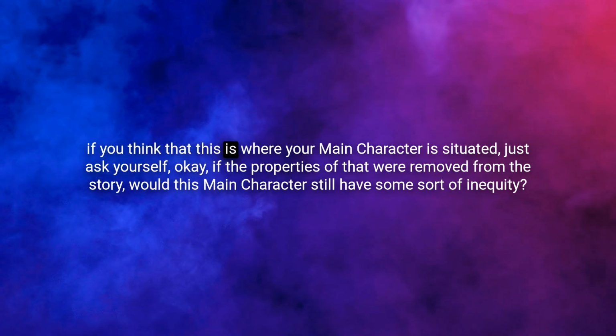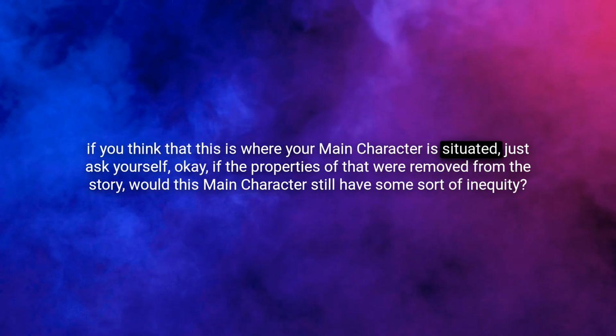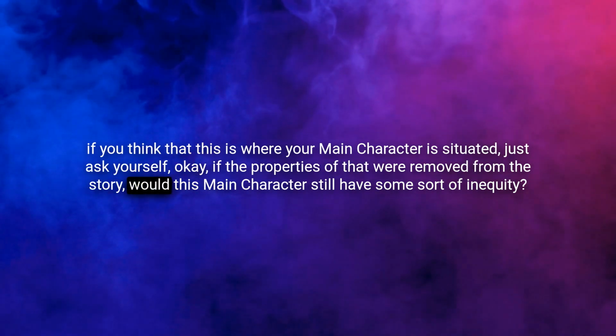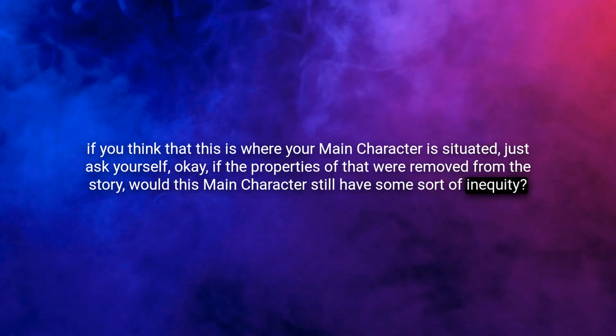Just like I did in that video again, Objective Story Throughline, trying to find the conflict in there. Make sure you check it out. There is a question that you can ask yourself to make sure that you're identifying the right source of conflict for the different through lines. And the question is, if you think that this is where your main character is situated, just ask yourself, okay, if the properties of that were removed from the story, would this main character still have some sort of inequity? Would there still be some problem? And if the answer is yes, then you probably haven't correctly identified it yet. If the answer is no, then yeah, you hit it right down the line.